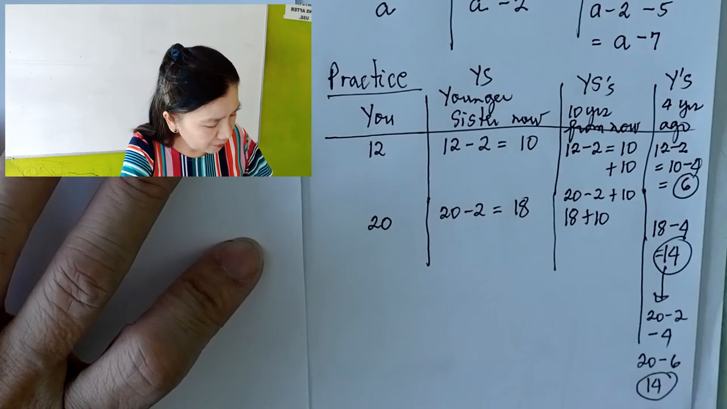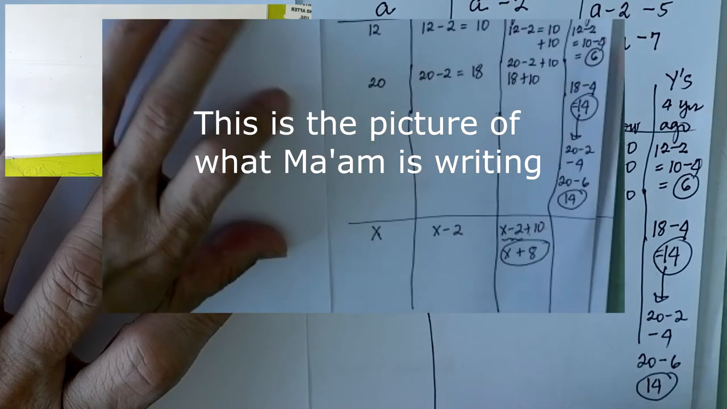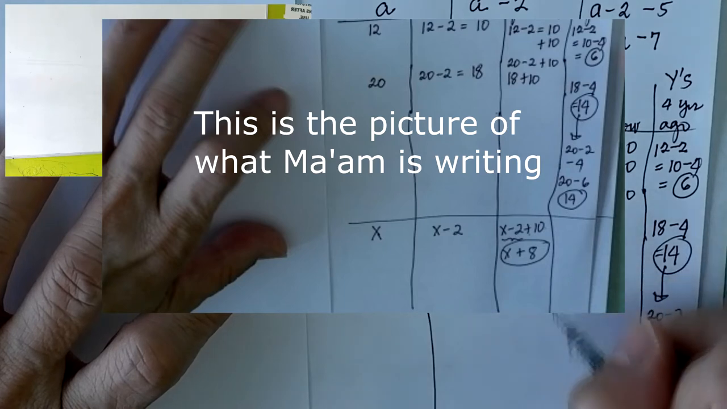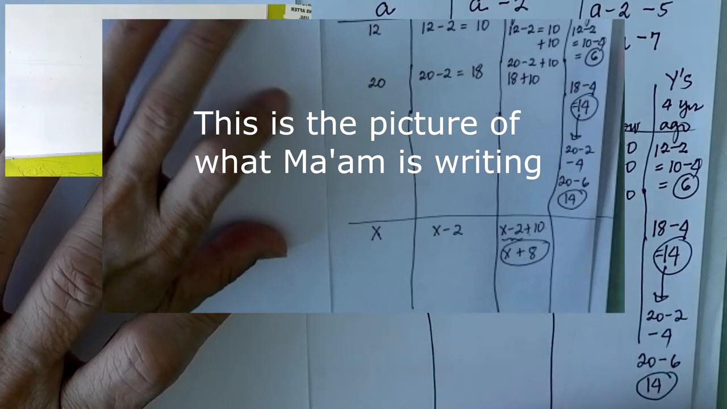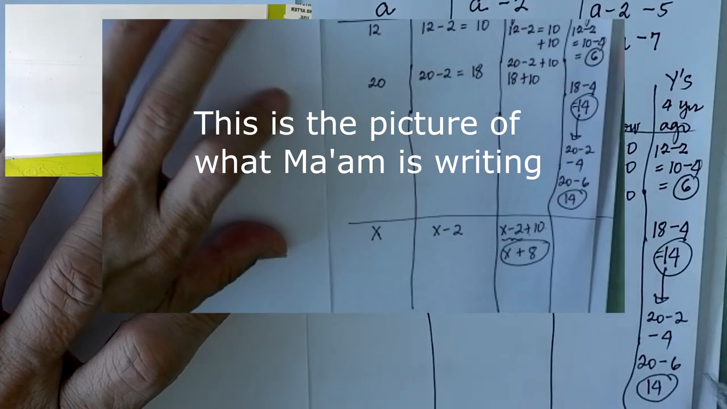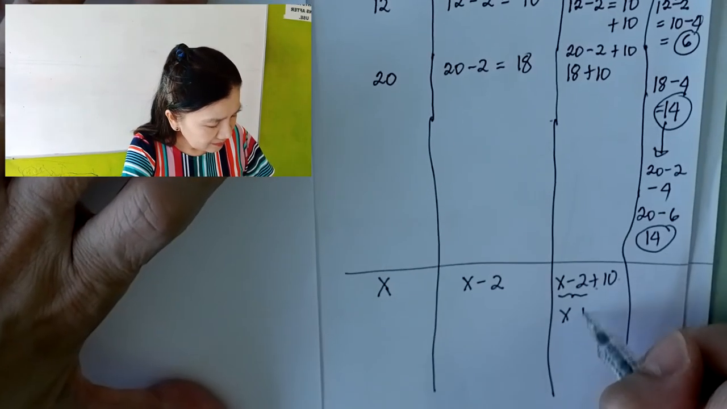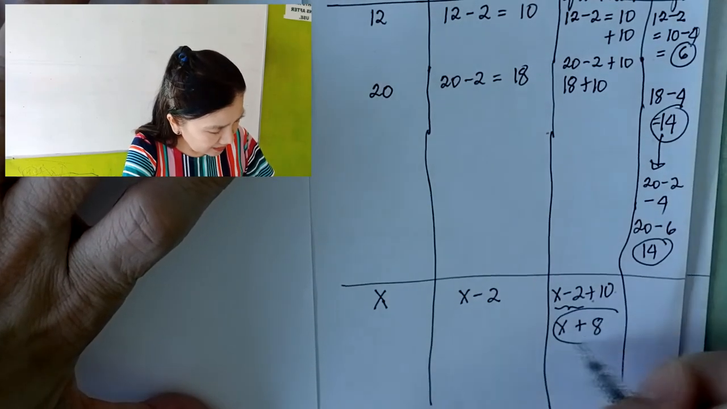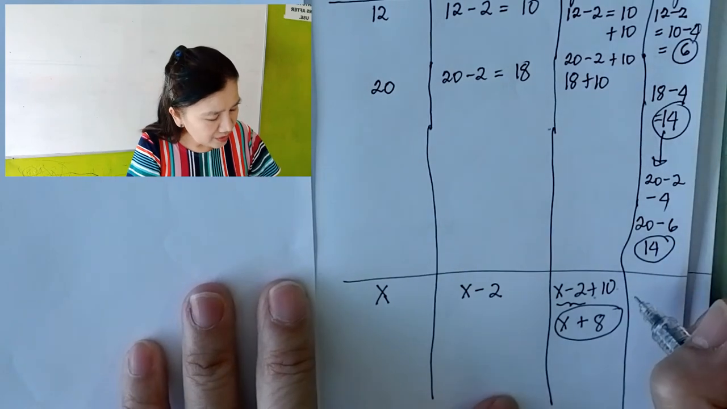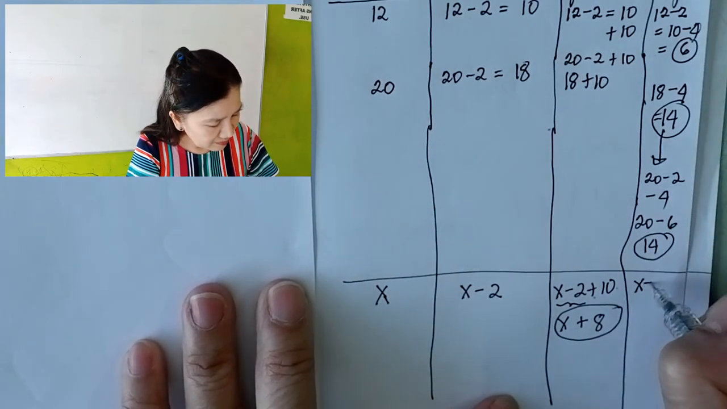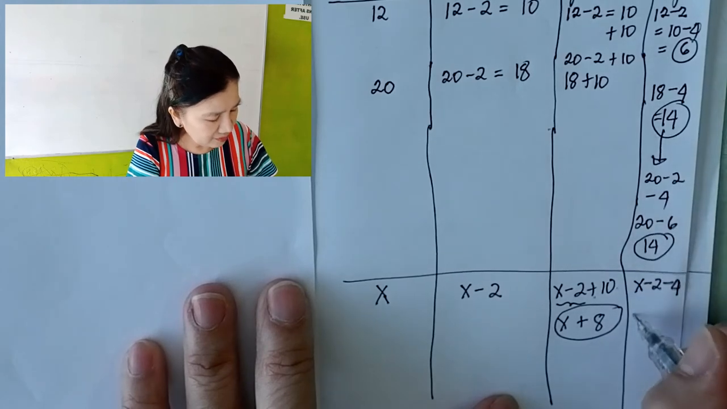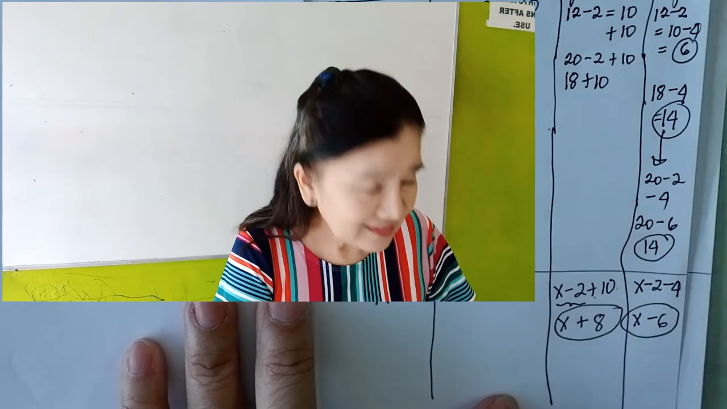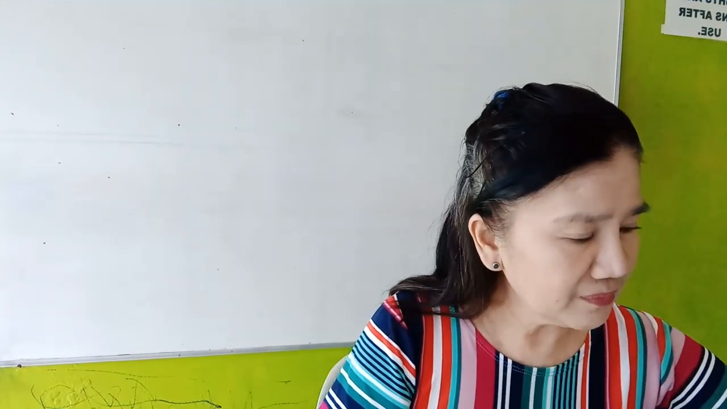So therefore, if you are x now, your younger sister who is 2 years younger is now x minus 2. 10 years from now, your younger sister will be x minus 2 plus 10, the age now plus 10, or x plus 10 minus 2, which is x plus 8. 4 years ago, your younger sister's age was x minus 2 minus 4, or x minus 6. There.